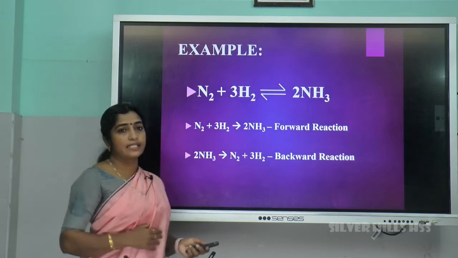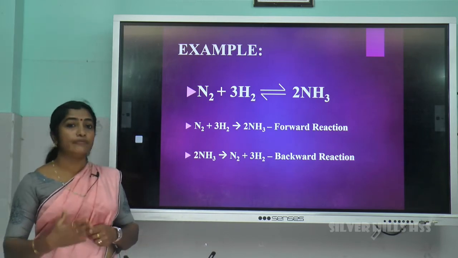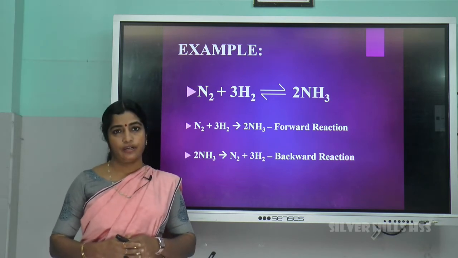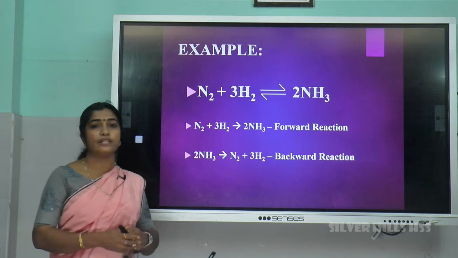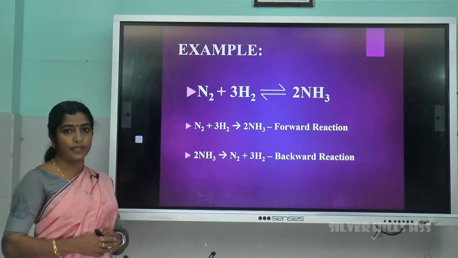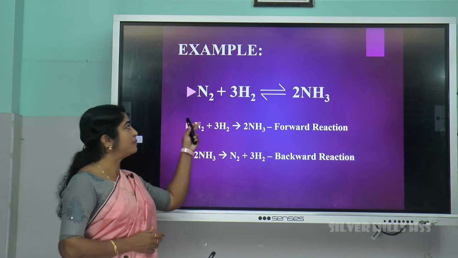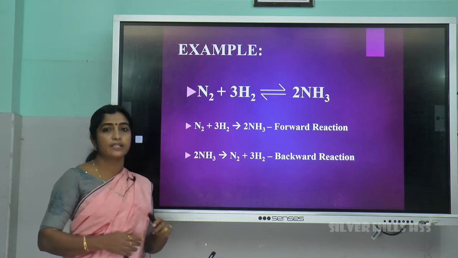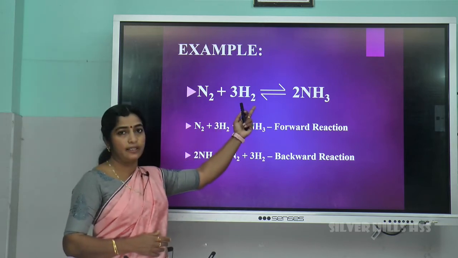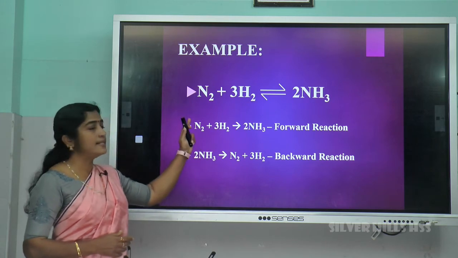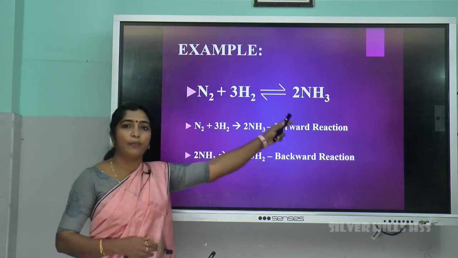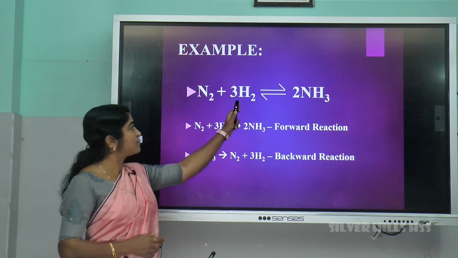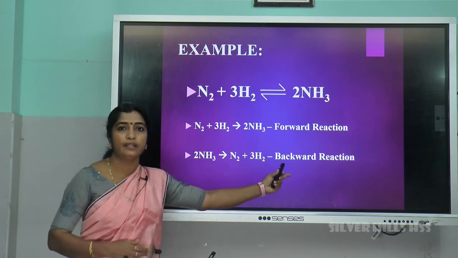Now, let us see what the features of a reversible reaction are. What is the special characteristic of a reversible reaction? For that, I am considering another reversible reaction, the formation of ammonia. Ammonia is formed by the reaction between nitrogen and hydrogen, and it is a reversible reaction. A reversible reaction we can express by a double arrow. At first nitrogen combines with hydrogen to form ammonia, and that is called the forward reaction. And ammonia decomposes back to nitrogen and hydrogen, which is called the backward reaction.